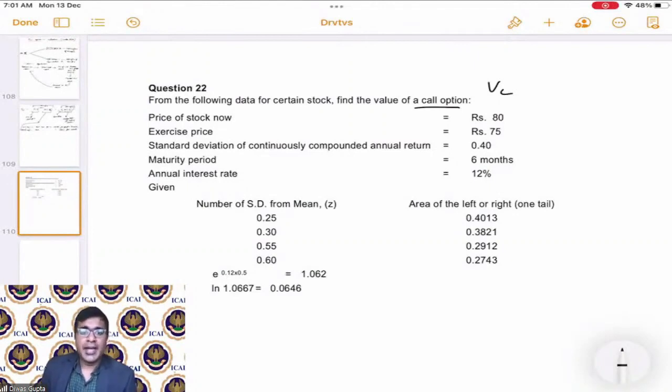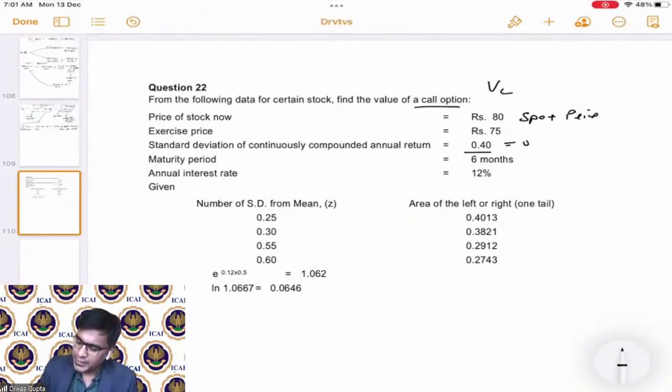Okay. So the price of stock now is 80 rupees, which is the spot price. Exercise price is also given as 75 rupees. Standard deviation of continuously compounded annual return is given as 0.40. This is also required, which is equal to V as per the formula. Maturity period, which is time, is equal to 6 months, is equal to T. And annual rate of interest is 12 percent per annum, which is R.